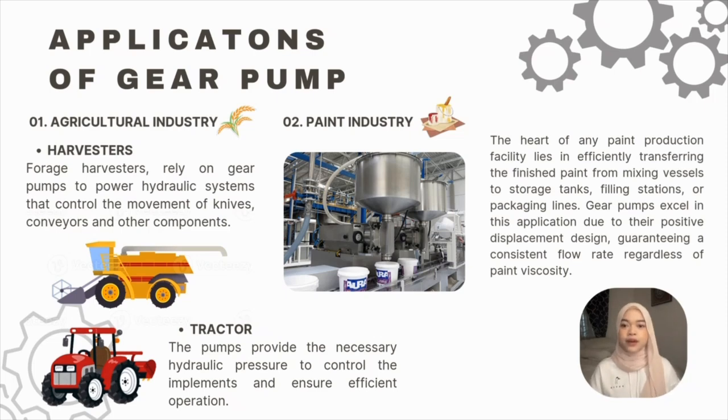Next, gear pumps are used in the paint industry. The gear pump is the main component of paint production for transferring the finished paint from mixing vessels to storage tanks, filling stations, or packaging lines. Gear pumps guarantee a consistent flow rate regardless of paint viscosity.